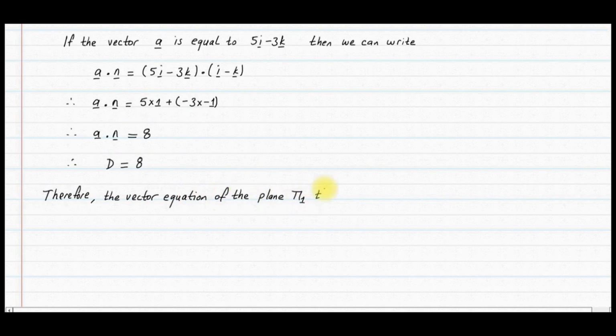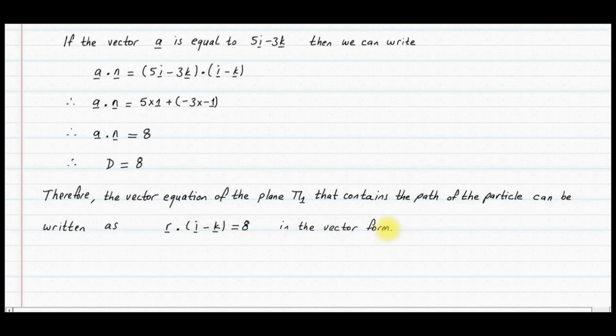Therefore, the vector equation of the plane pi1 that contains the path of the particle can be written as r dot (i minus k) equals 8 in the vector form.